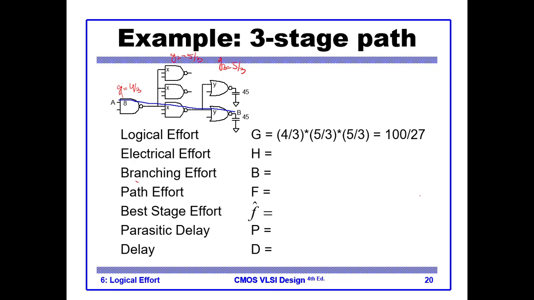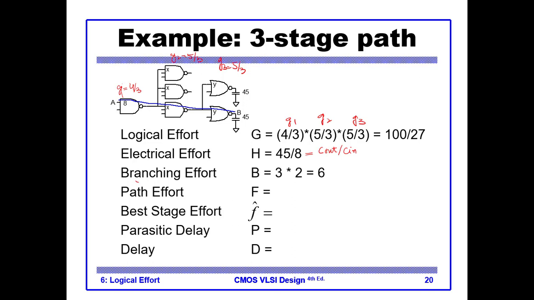So we multiply G1, G2, G3, and we get 100/27. What is the fan out or electrical effort? It is basically C out, which is 45, by Cn, which is 8, from the first NAND gate.